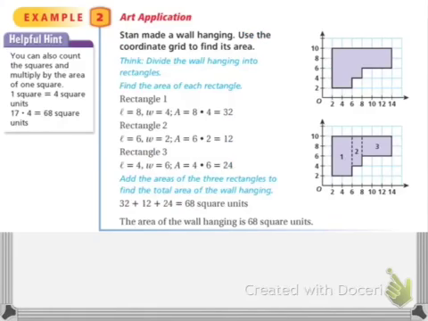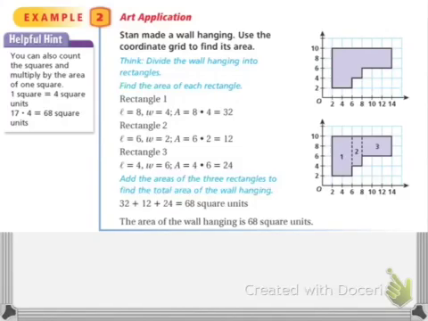Okay guys, last example. This is an art application. Stan made a wall hanging. Use the coordinate grid to find its area. The first thing that we want to do is divide this into shapes that we know. We know how to find the area of rectangles, parallelograms, squares, triangles, trapezoids. You probably missed a figure, but those are all things that we know how to find the area for.